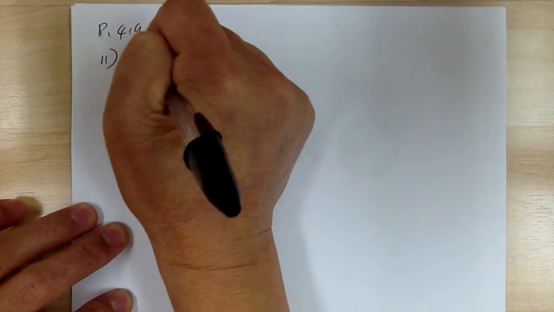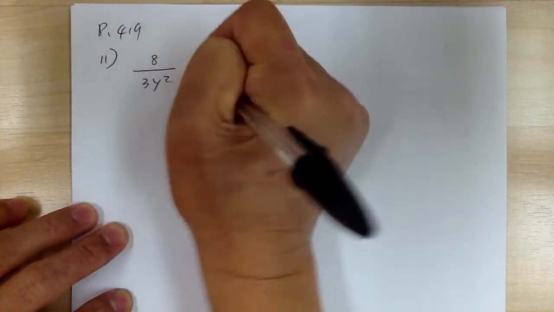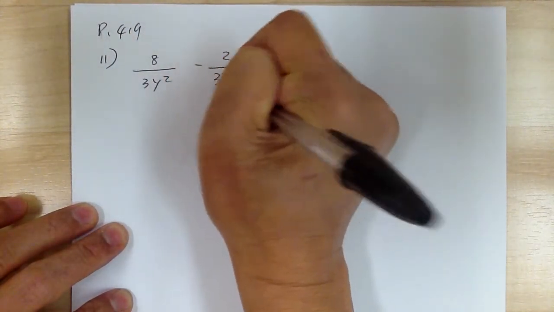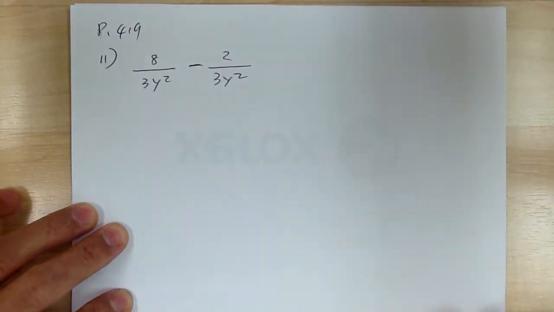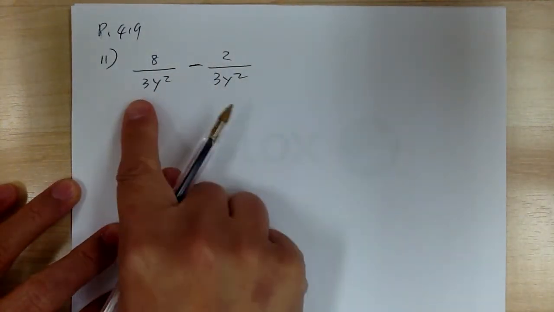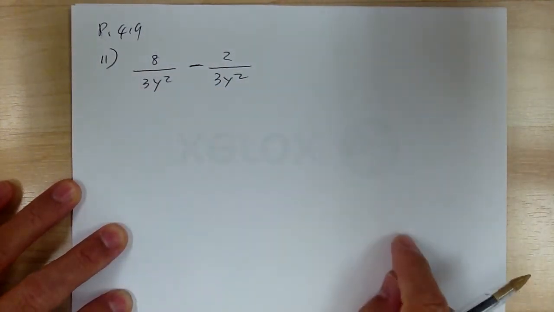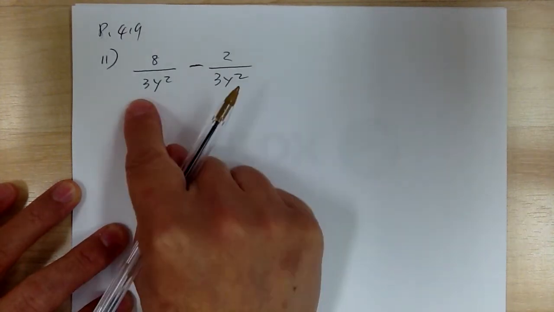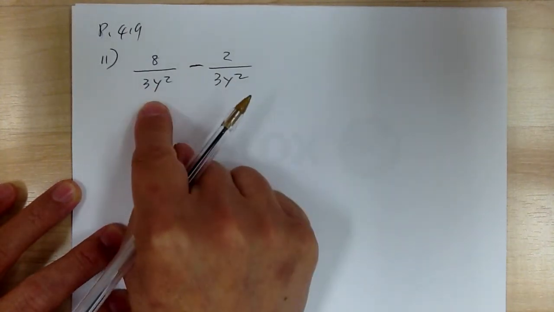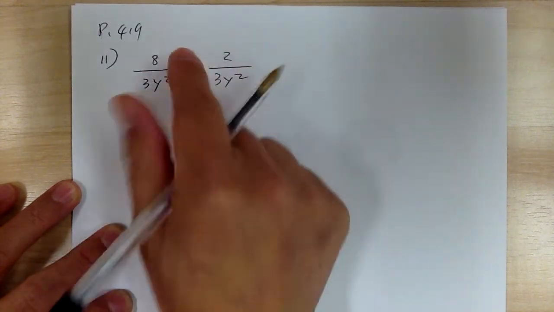Okay, number 11, you have 8 over 3y squared minus 2 over 3y squared. When you have addition or subtraction, first thing you need to do is check, make sure they have the same denominator. You need to have a common denominator. In this case, yes, you have a common denominator. So you're good, so you can go and subtract.